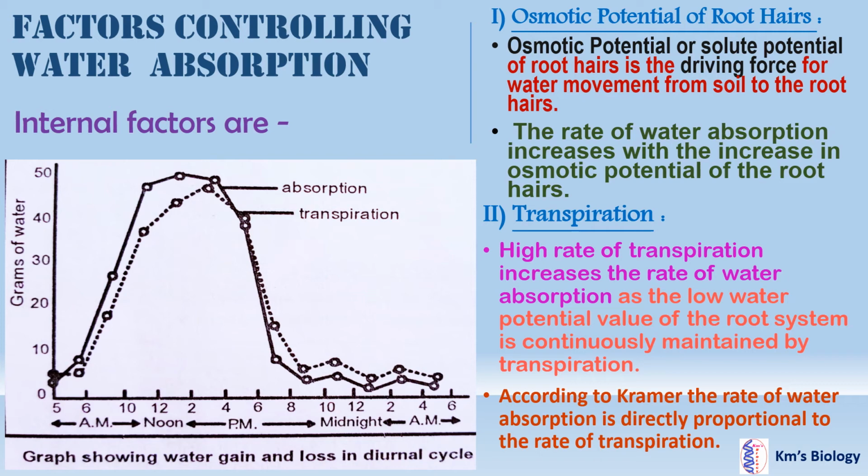Secondly, transpiration. A high rate of transpiration increases the rate of water absorption as the low water potential value of the root system is continuously maintained by transpiration. According to Kramer, the rate of water absorption is directly proportional to the rate of transpiration. Here is a graph that represents water gain and loss in the diurnal cycle.